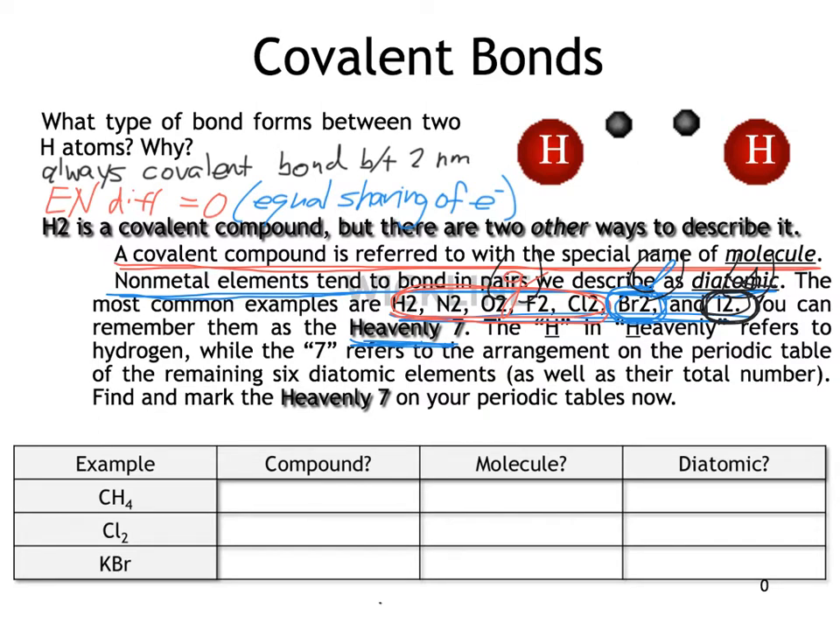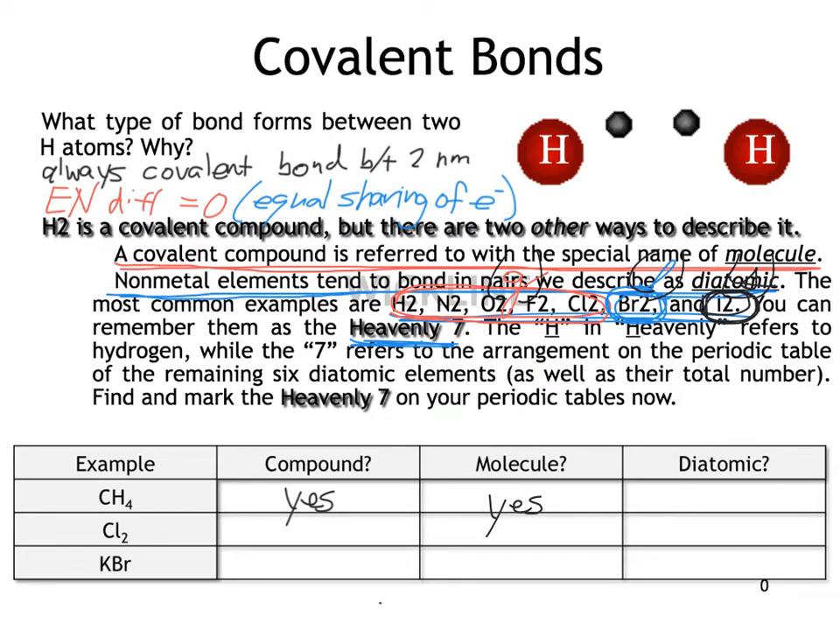All right, so let's test our vocabulary with this little organization table at the bottom. Let's say that you have CH4, right here. The question is, is it a compound? The answer is yes. And the reason is because it is a group of atoms that are bonded together and they don't have a charge. The next question is, is it a molecule? And to be a molecule, you have to be a covalent substance. And both carbon and hydrogen are nonmetals, so this is a covalent substance, and yes, it is a molecule.